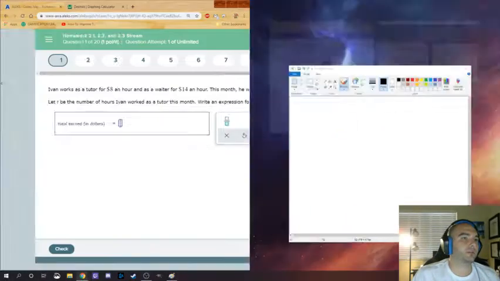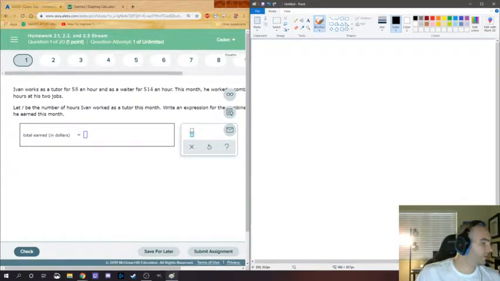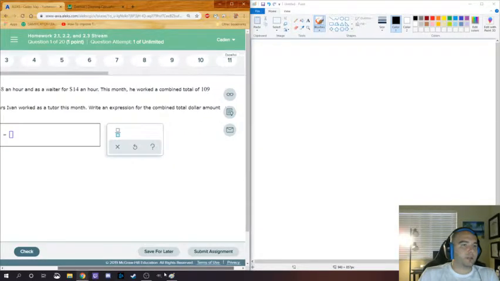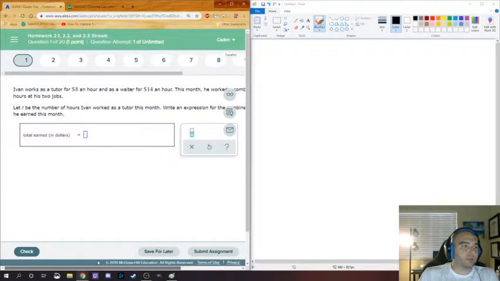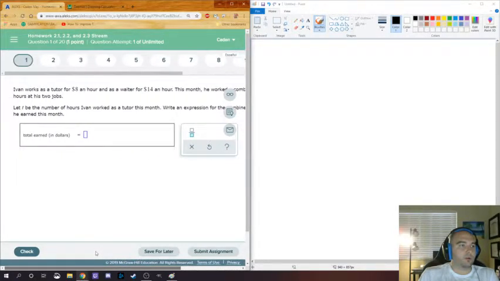So first let me scoot this over and bring up Paint, as we are going to be painting, of course, with the righty board. Alright, so the problem says Ivan works as a tutor for $8 an hour and as a waiter for $14 an hour. This month he worked 109 total hours at his two jobs. Let T represent the hours Ivan worked as a tutor. Write the total dollar amount he earned this month.